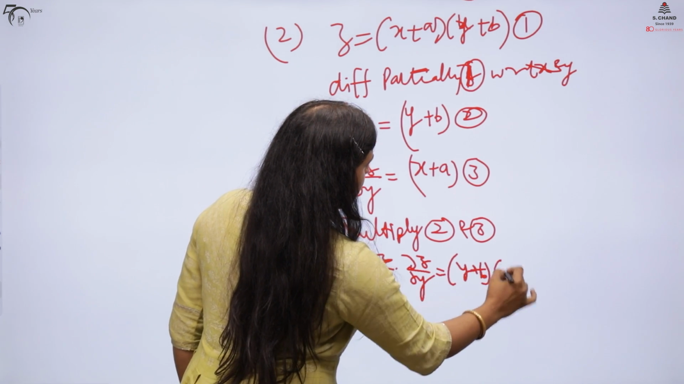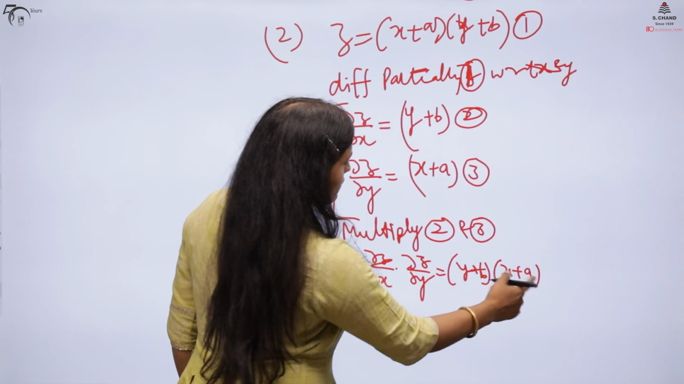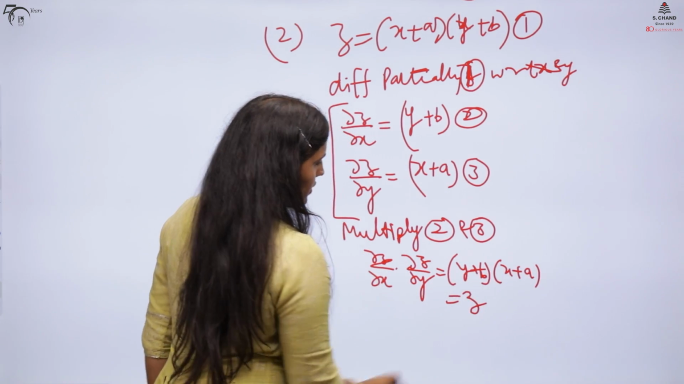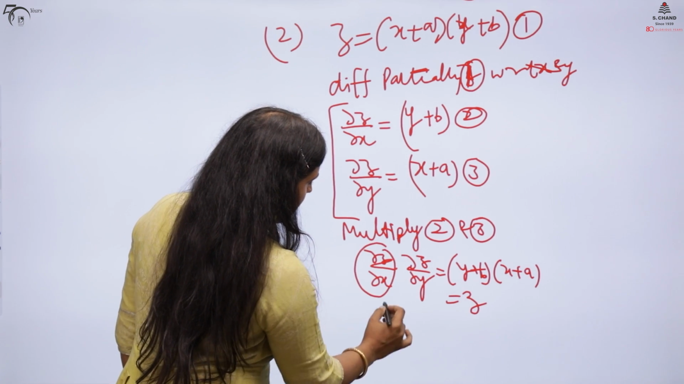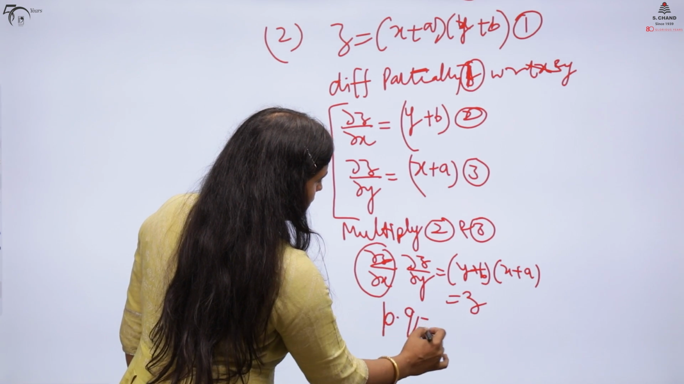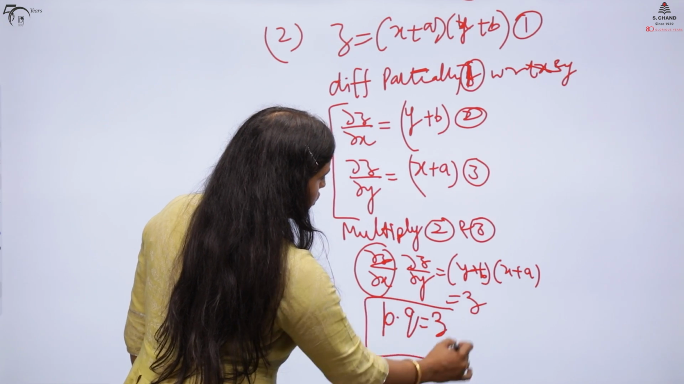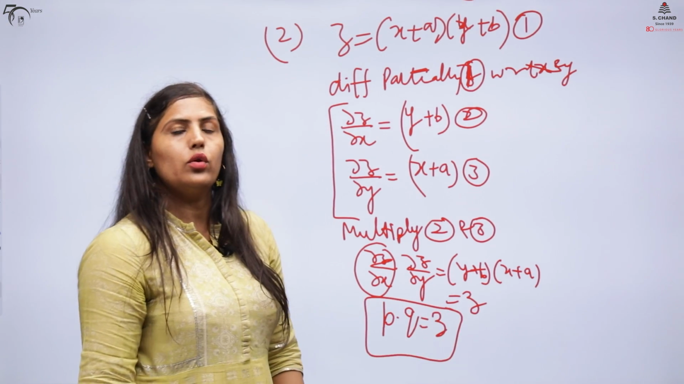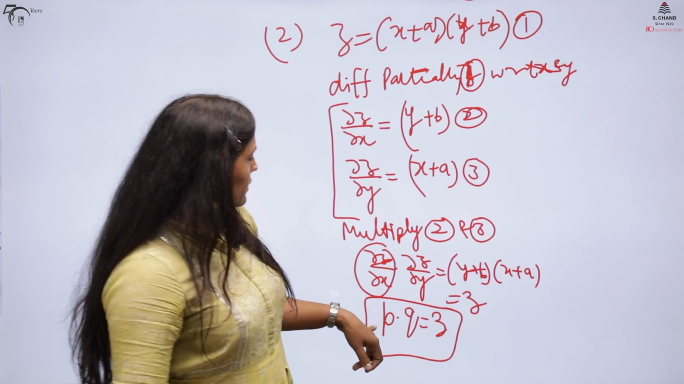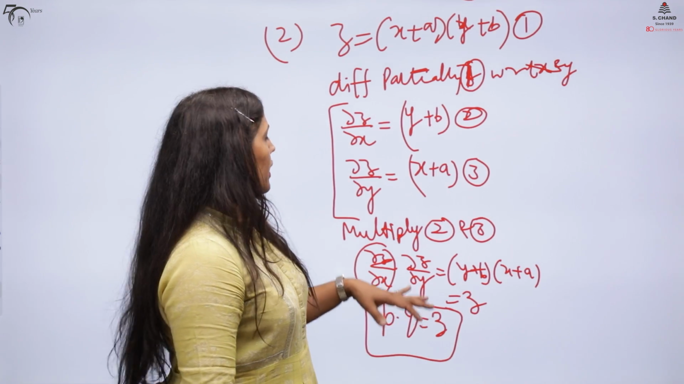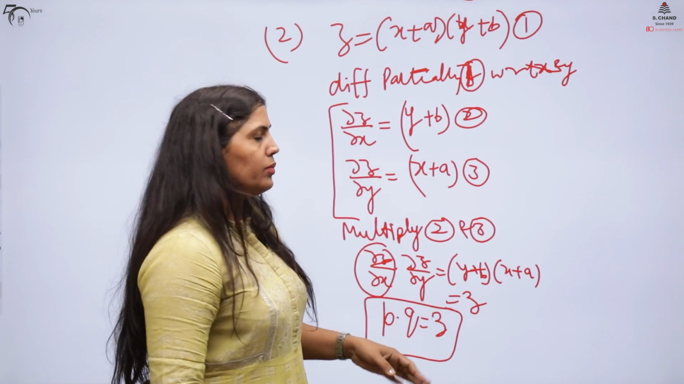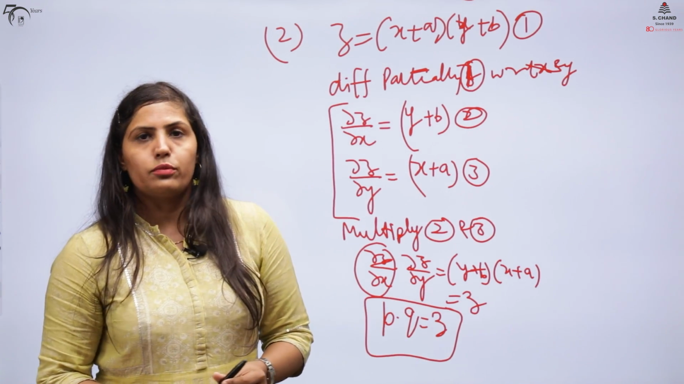y plus b into x plus a, and you can see this is given to be z by the given equation. This is p in p notation, and this is q. So now you can see pq equal to z, the equation we were looking for. This is a multiplication of partial derivatives, so this is non-linear, and this is how we removed the constants for the two questions I have taken on this problem.